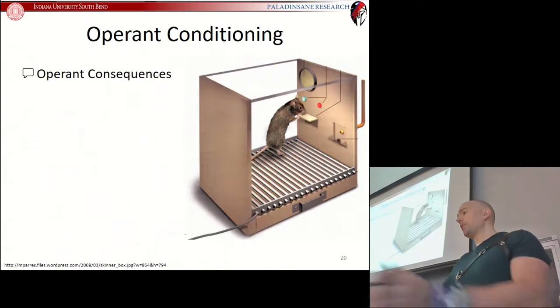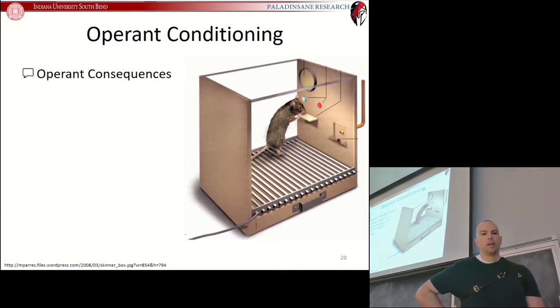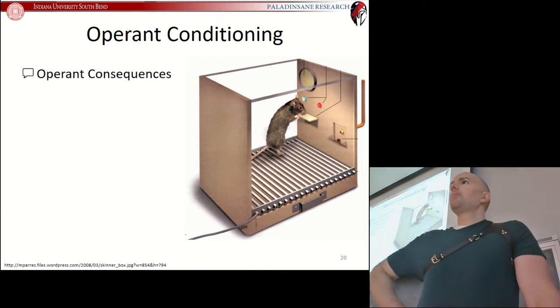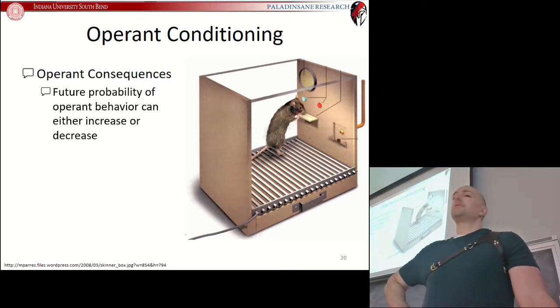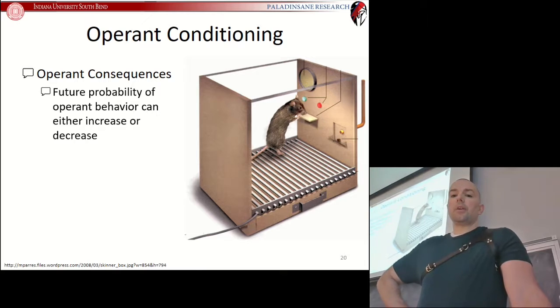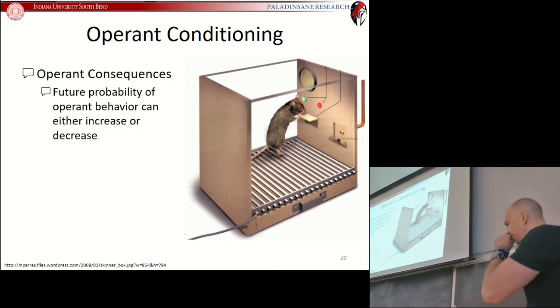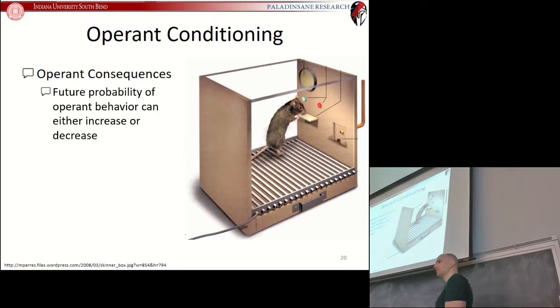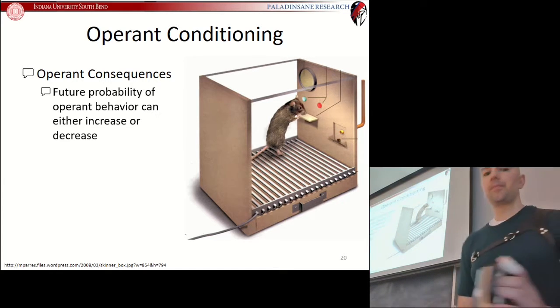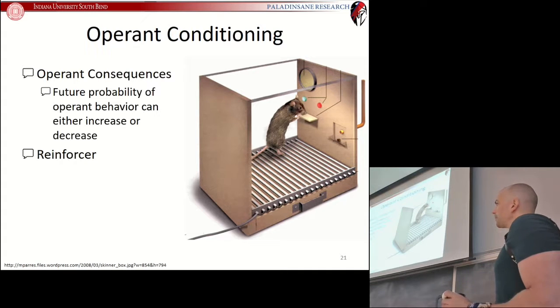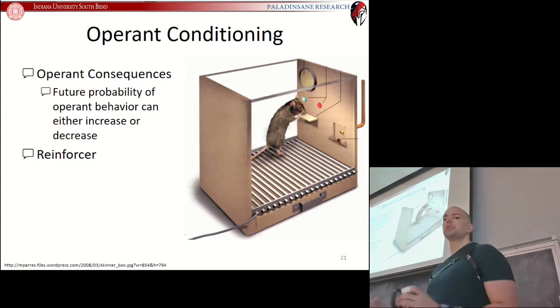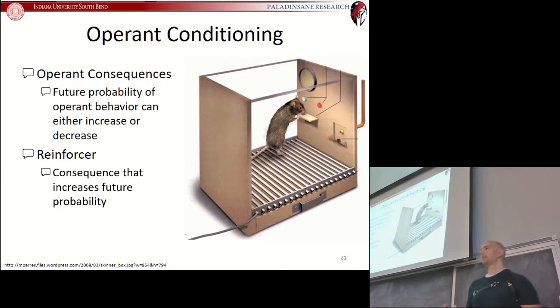So we have the operant behavior, and we have the consequences, known as operant consequences. The future probability of an operant behavior will either increase or decrease if learning is going on and the behavior is changing. It's either going to become more likely or less likely. And this is where we get our main definitions for what the consequences are. So, a reinforcer. A reinforcer is a consequence that increases the future probability of an operant behavior.